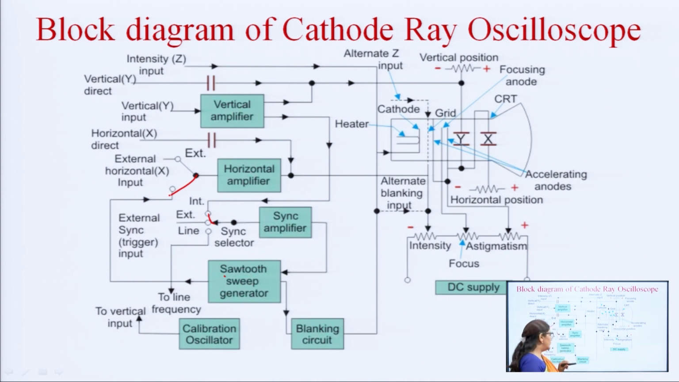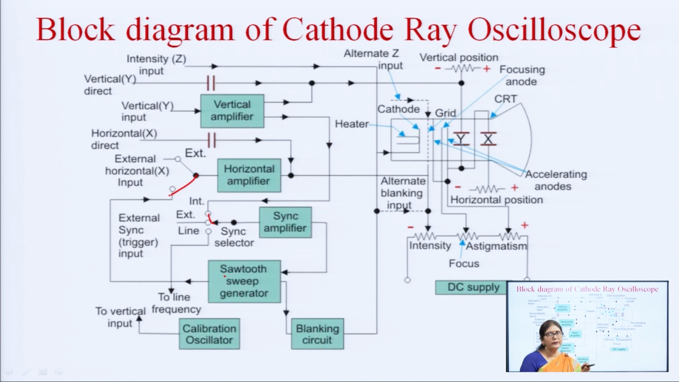There is a calibration circuit. Before starting, to check whether our CRO is working properly or not, a calibration oscillator is there. There is a pin at which we can connect this signal and we can calibrate the CRO. Then we can see there is a blanking circuit.